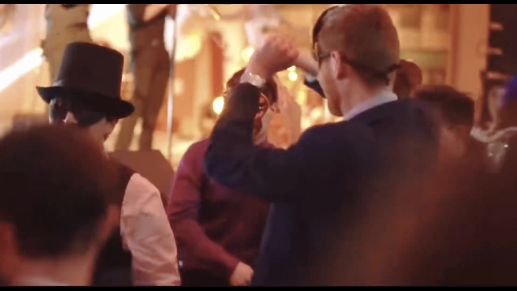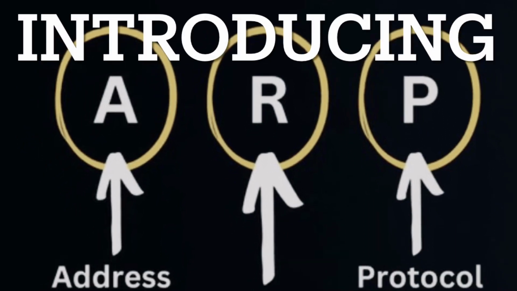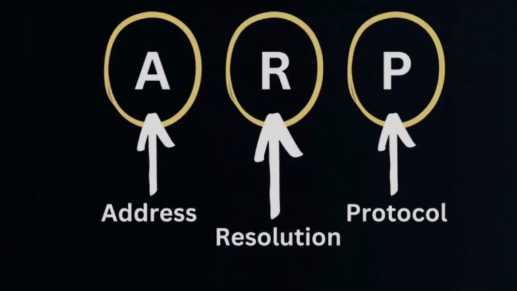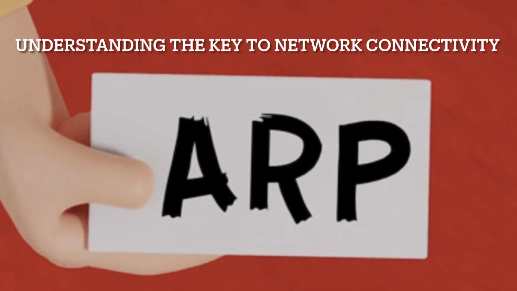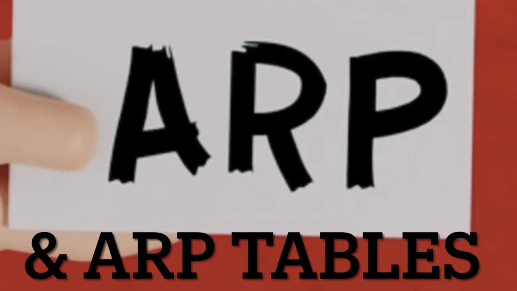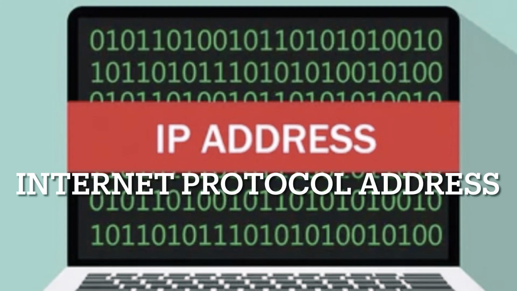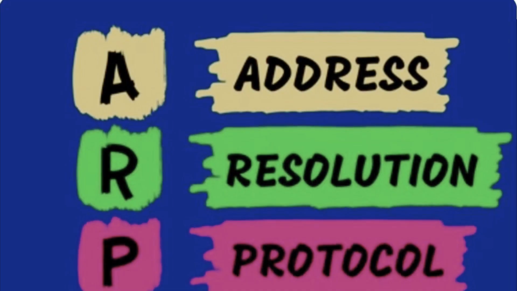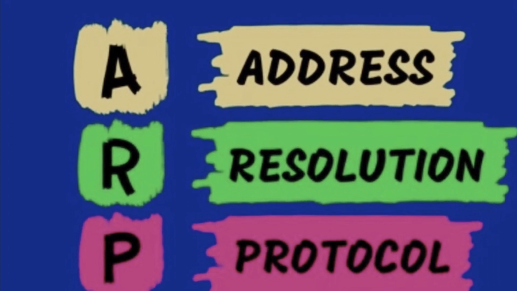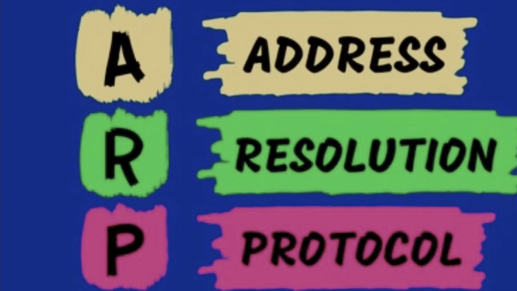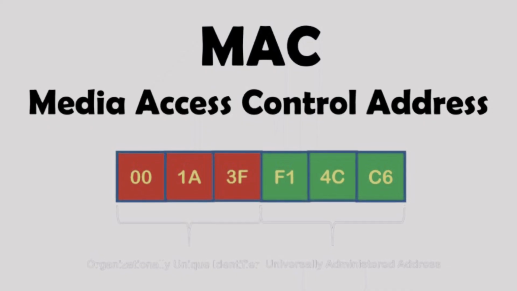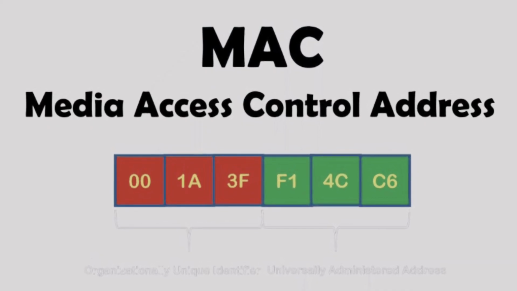This, in a sense, is how Address Resolution Protocol, or ARP, operates within a network. It's like a partygoer shouting in a crowded room, trying to find out which hardware address matches up with the required IP or Internet Protocol address. ARP operates on a local network level. It's a protocol used to map an IP address to a physical address on the local network, known as a MAC or Media Access Control Address.